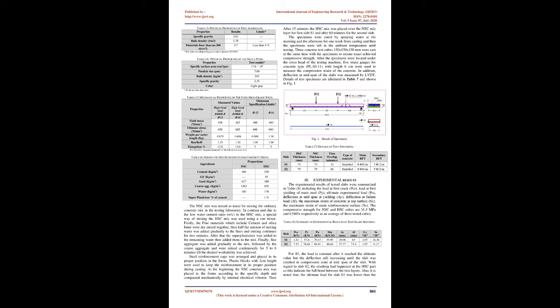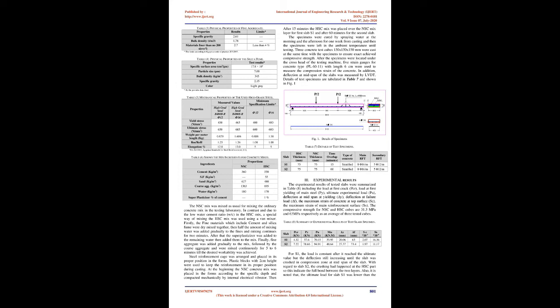The steel reinforcement cage was arranged and placed in its proper position in the forms. Plastic blocks with 2 cm height were used to keep the reinforcement in its proper position during casting. At the beginning, the NSC concrete mix was placed in the forms to the specified depth and compacted mechanically by an internal electrical vibrator. Then after 15 minutes the HSC mix was placed over the NSC mix layer for the first slab S1, and after 60 minutes for the second slab.